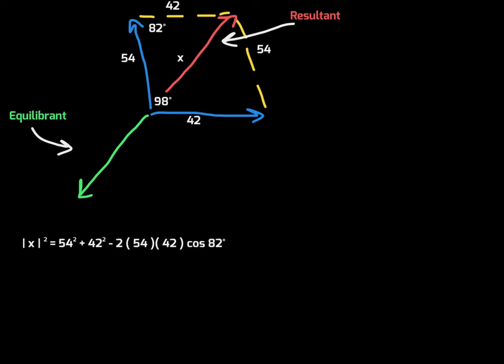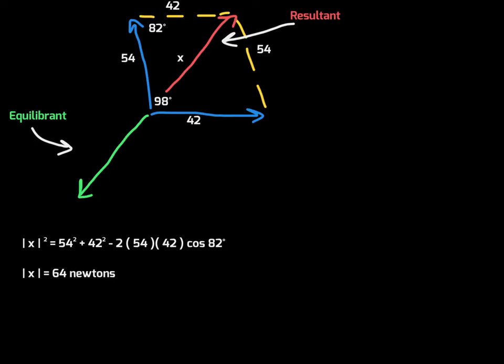Okay, so if you punch all this into your calculator, don't forget to take the square root of both sides, and I'm going to round to the nearest unit. I'm getting that the magnitude of the equilibrant, which is also the magnitude of the resultant, is 64 newtons. So there's our answer for the first part of this question. Find the magnitude of the equilibrant. Okay, so that part is done.